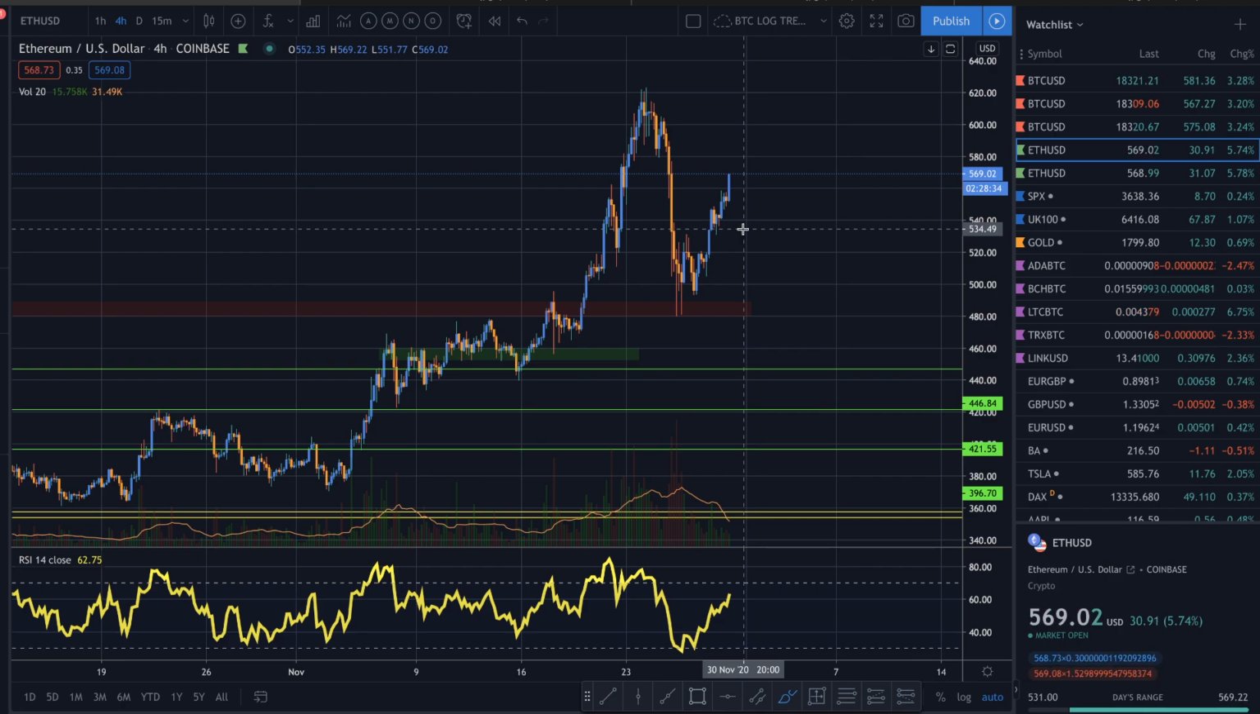So I'm going to move my stop loss to break even now, so that I don't lose out on this trade, and give VIP members an update.